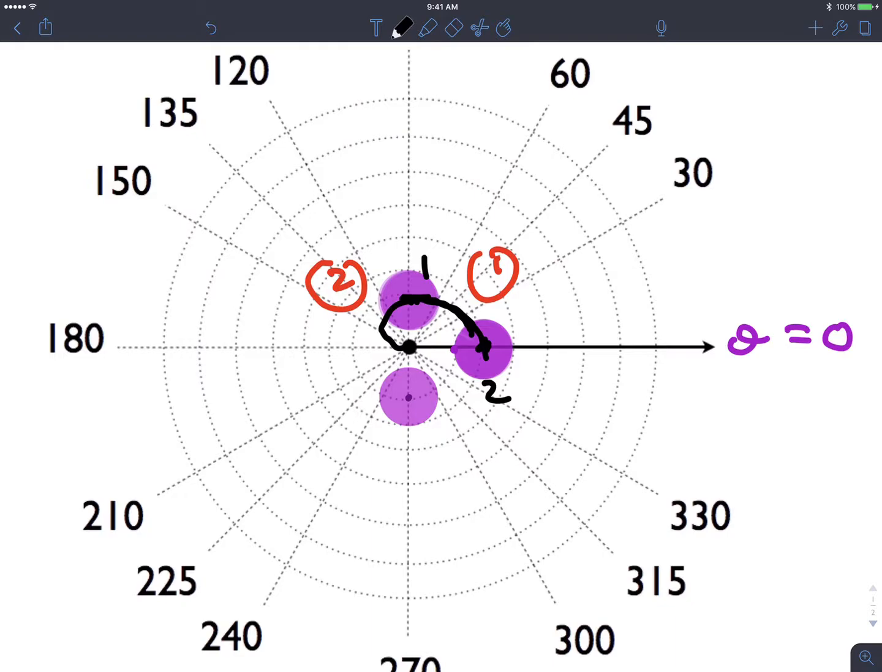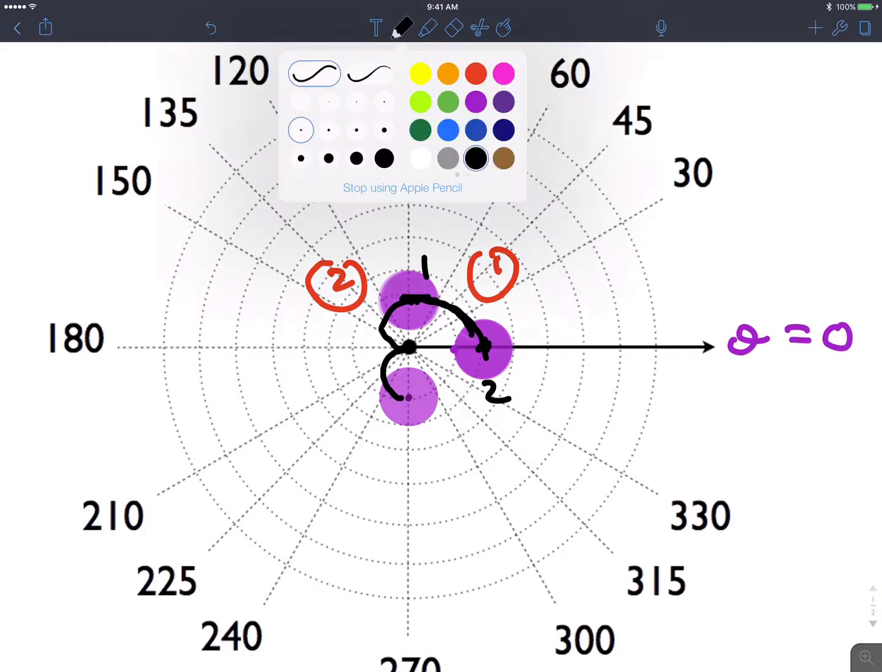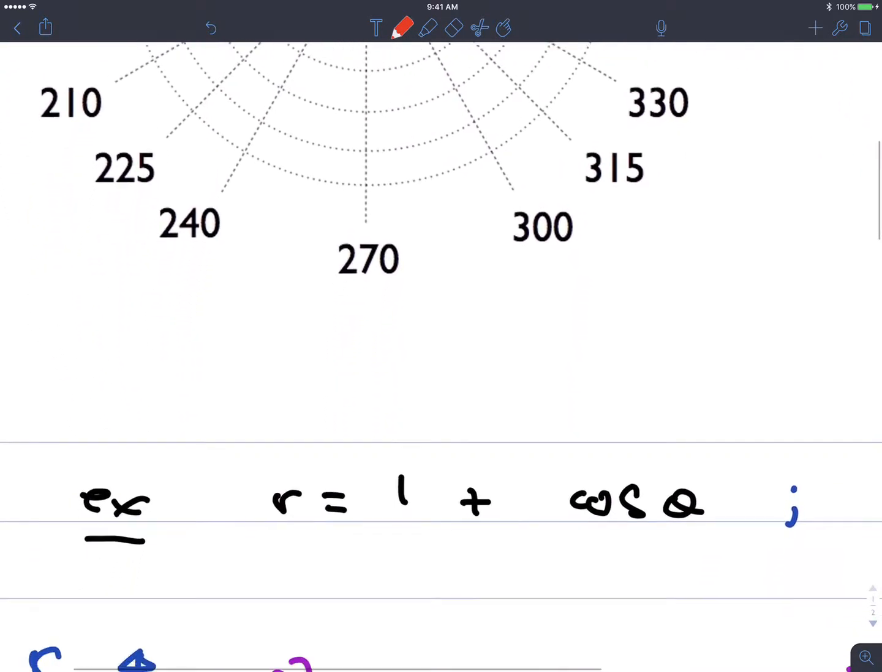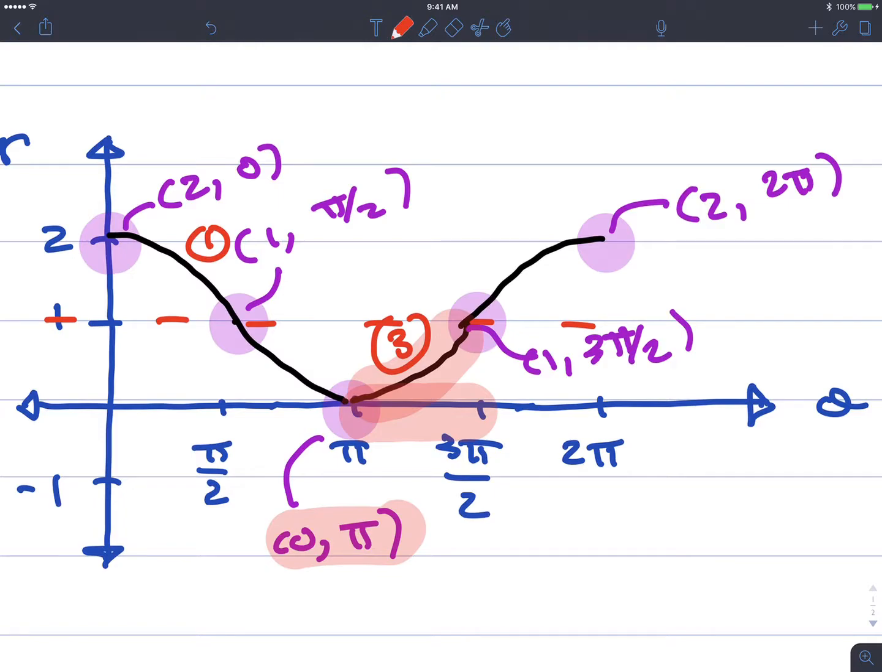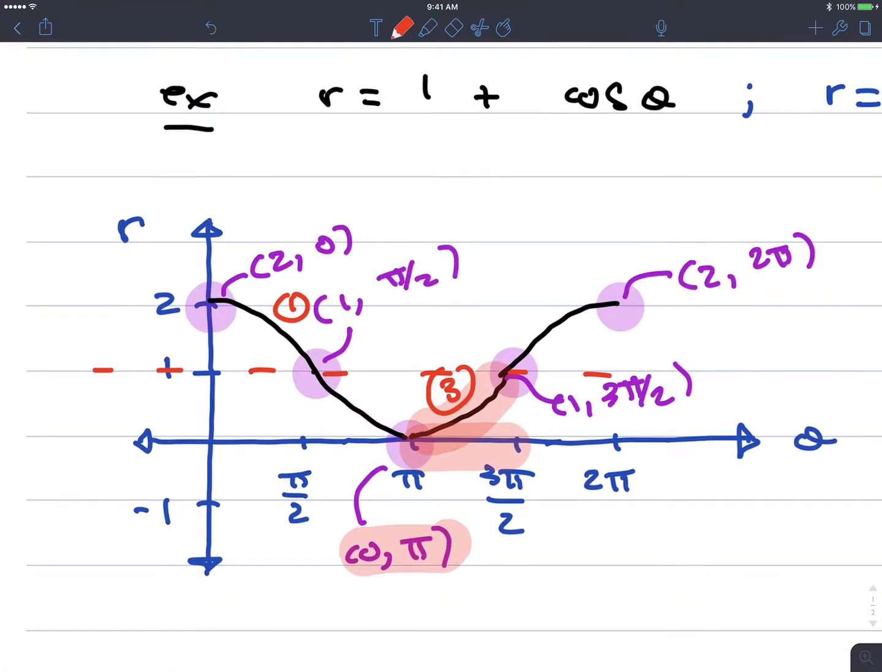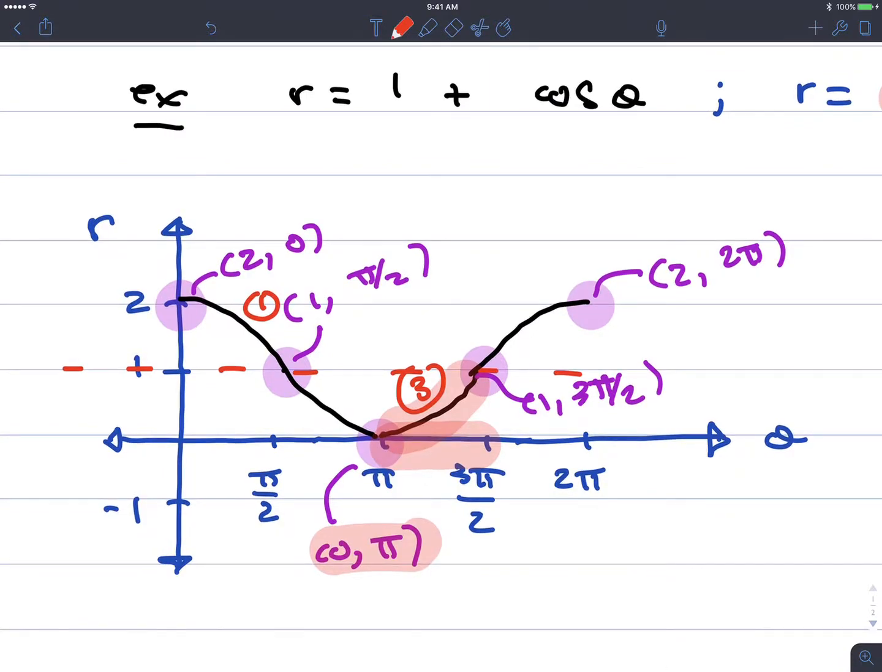So I'm going to go back from a radius of 0 to a radius of what? 1. And this is how we describe that third part of the curve, portion 3 of this curve. We now have to look at portion what? Portion 4.